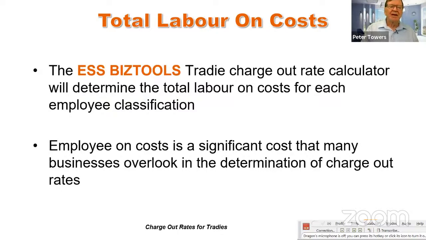Now, employee on cost is a significant cost that many businesses overlook in the determination of charge out rates. I've even noticed some seem to omit superannuation, which is one of the biggest costs of all. So we need to make sure that all of these components of on cost have been included, because this is your one and only opportunity to raise that cost by reflecting it within the labour charge out rate for an individual employee.